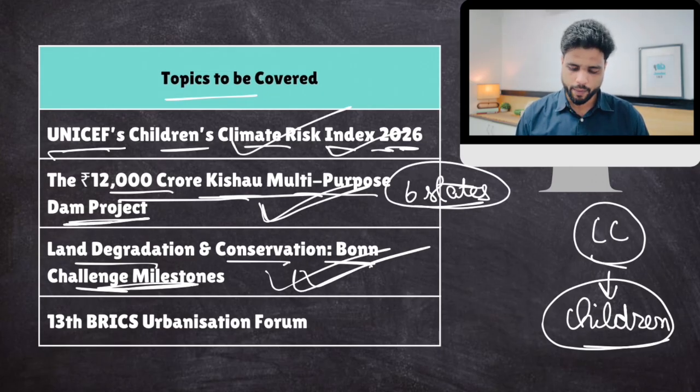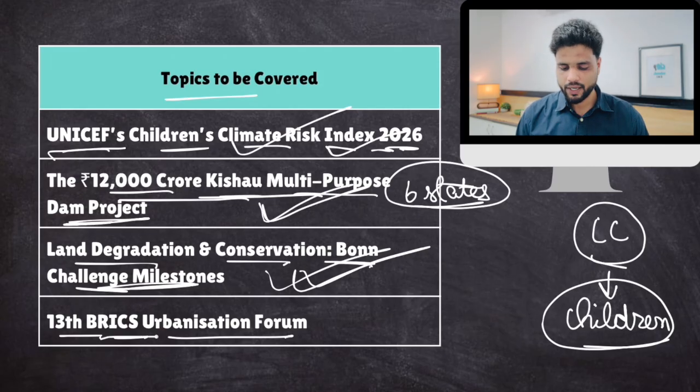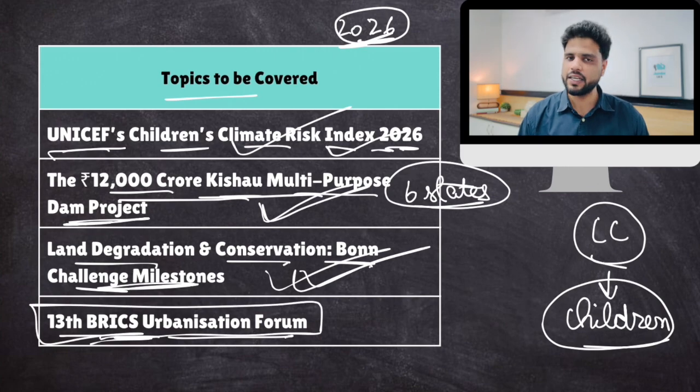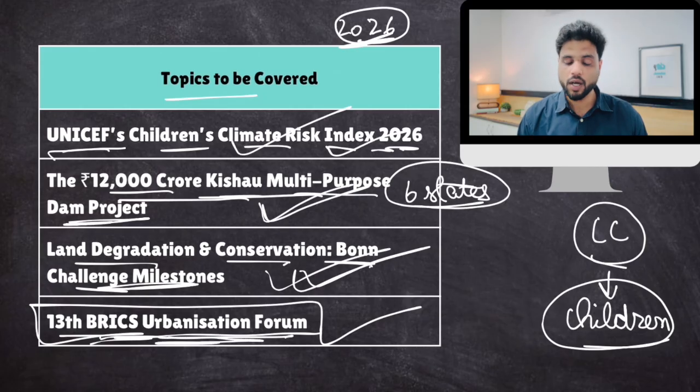And in the end, we'll talk about the 13th BRICS Urbanization Forum. You all know that in 2026, India is the president of the BRICS organization. The presidency is a rotating one, right? So for 2026, India is the host for BRICS summits. In this, the Urbanization Forum was conducted recently in New Delhi, and that led to the New Delhi Declaration with respect to sustainable urbanization. So we'll talk about this as well, right? So these are the 4 news items that we shall zero in our attention on.